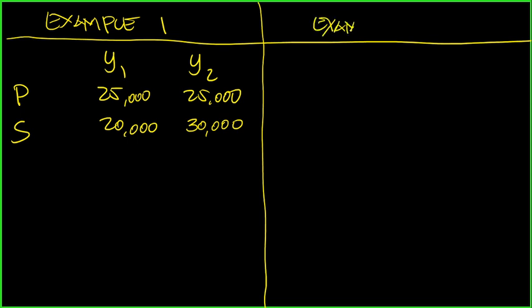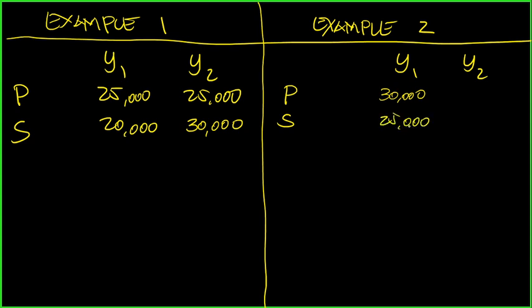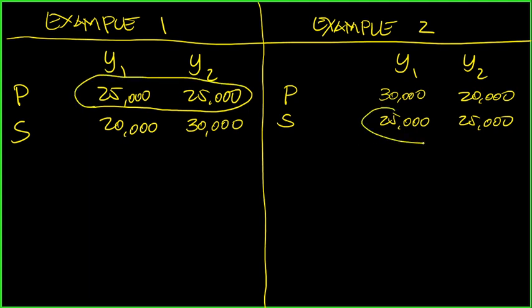Let's call this example number 2. Okay, let's have year 1 and year 2. What if you have the following information? Let's say that your production is 30,000 and you were able to sell 25,000. And then for year 2, your production is 20,000 and your sales is 25,000. The total is still the same, 50-50. It's just that in our first example, production is constant, but in our second example, your sales is constant.